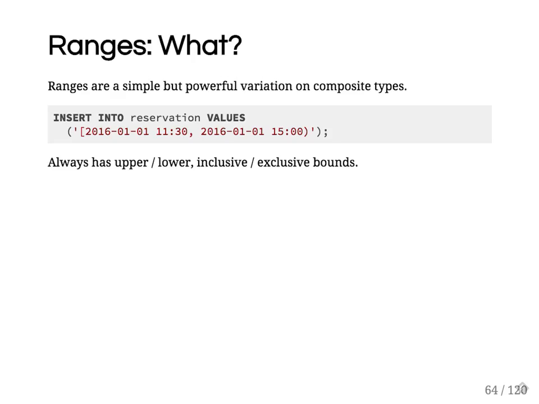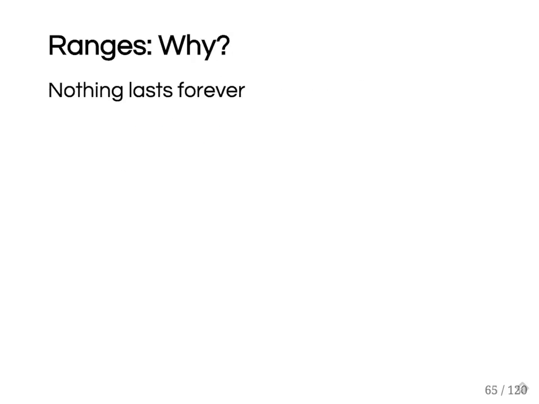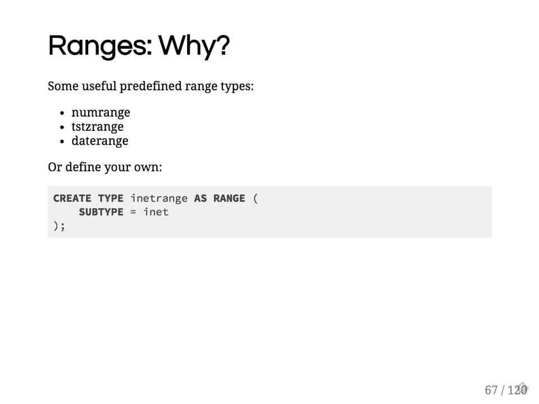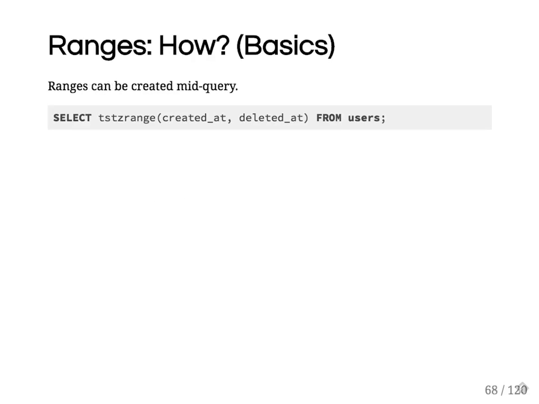A range type has an upper and lower bound and then a bunch of operators that basically let you query on this. And depending on how sophisticated you need to be, you can have inclusive or exclusive bounds. I believe square is exclusive and round is inclusive. Or, yes? Nothing lasts forever. Your customers don't last forever. They're fast, and they have exclusion constraints, which are really cool. There are a bunch baked into Postgres. You can define your own. It's in the manual. And you can also create them mid-query.